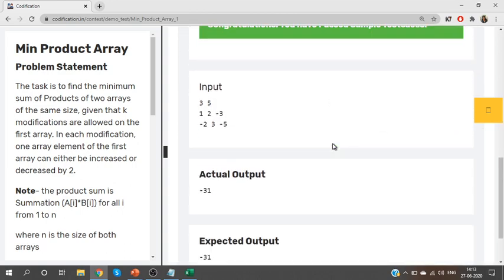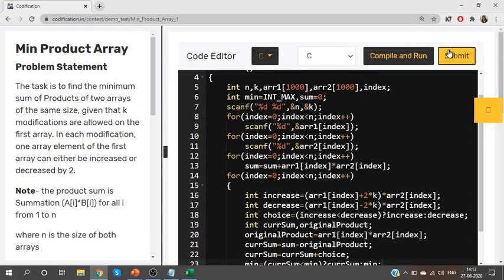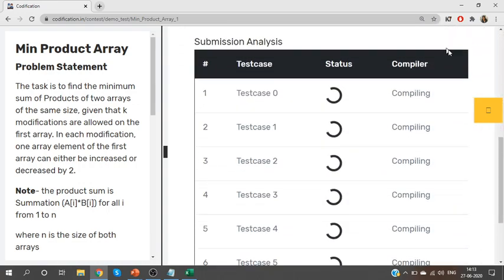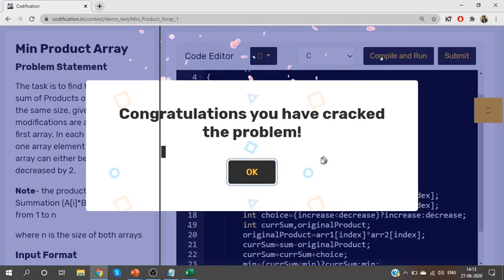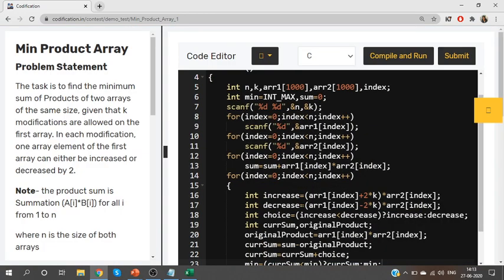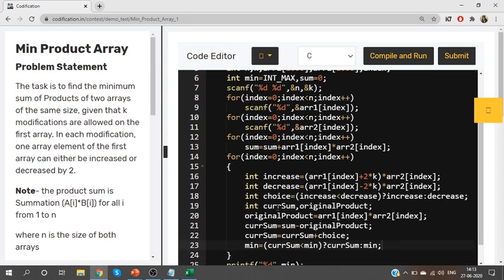Yes, sample test cases are passed. I'll submit it. All test cases are clear. So we have optimized it in terms of time.